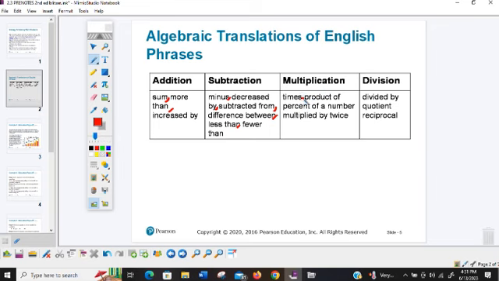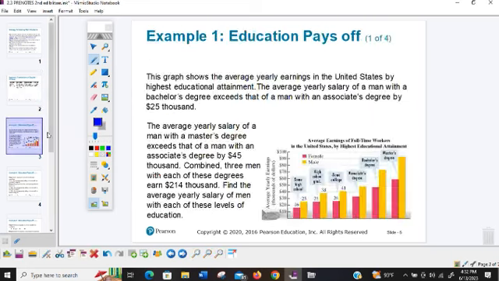Multiplication is times, the product of, percent of a number. That comes up a lot. Percent of a number, you're multiplying. Multiplied by, twice, that's also multiplication. For division, if you see divided by, quotient, or reciprocal, you are dividing. So let's try one of these problems.